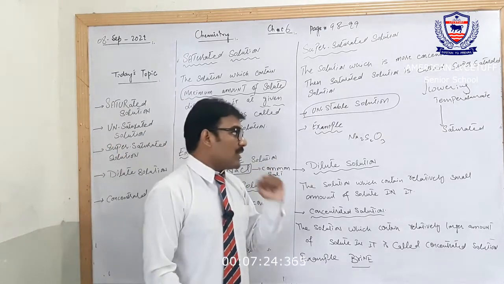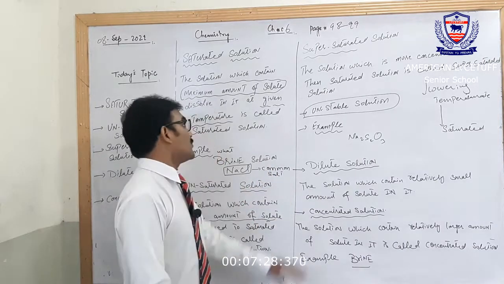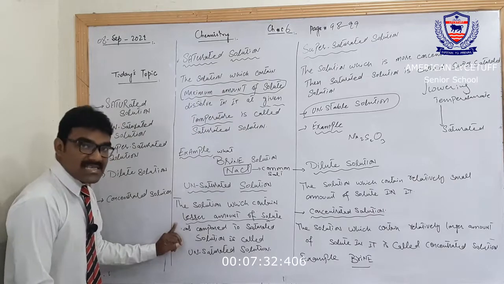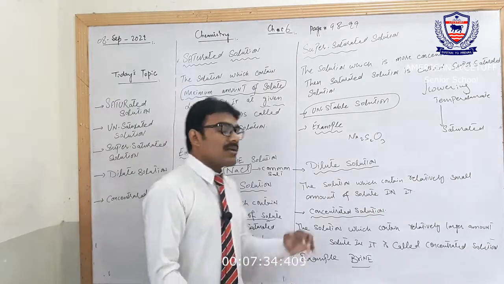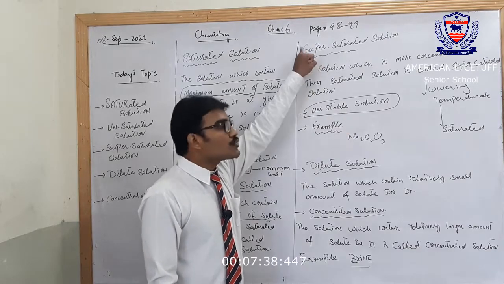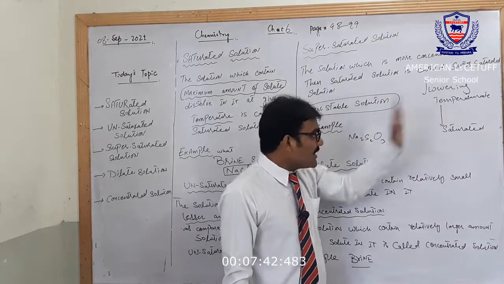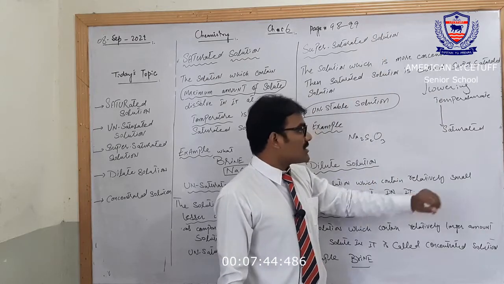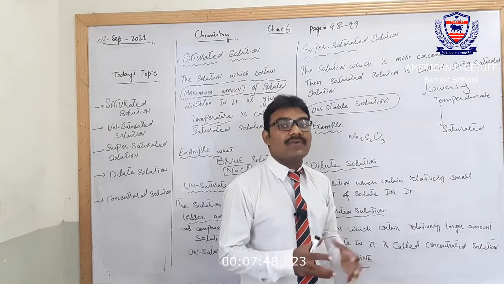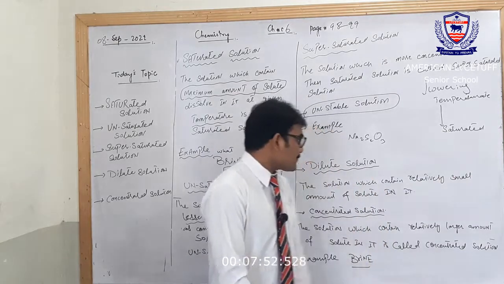MCQs asked in this way: which one of the following is an unstable solution? Options are supersaturated, saturated, unsaturated, and option 4 is none of these. The answer would be supersaturated solution, because by lowering the temperature, supersaturated solution again changes into saturated solution, and all extra amount of the solute precipitates in the form of crystals.